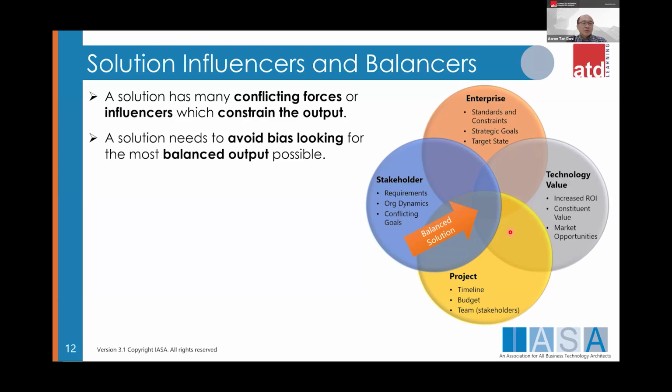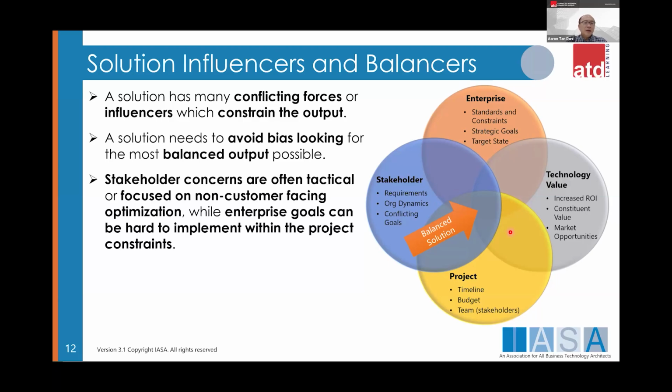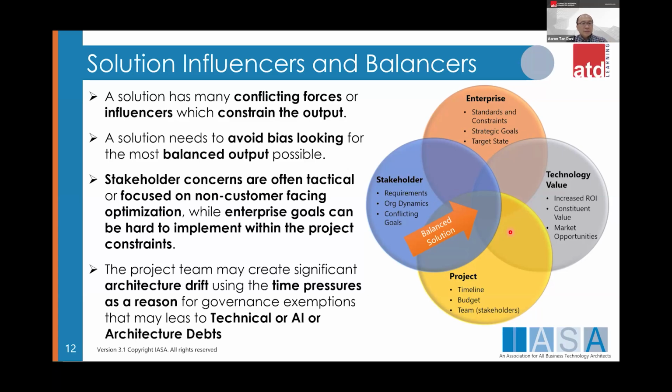And of course, the solution architect needs to avoid bias, looking for the most balanced output. And of course, some of the stakeholders' concerns are tactical, right? So we need to always focus on the enterprise goal and how we can balance between these four areas, right? Between stakeholders, enterprise, technology value, and the project. And of course, sometimes we need to compromise. What they call architecture drift, right? Not sure if you have heard about this architecture drift. So basically, as a solution architect, we need to avoid this solution drift, right?